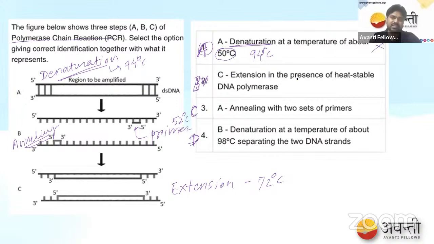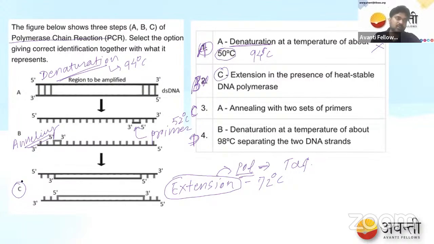So C, extension in the presence of heat stable DNA polymerase. Yes, in case of C हमें देखने को मिल रहा है, because for the extension of DNA we need the polymerase. हमें किसकी जरूरत है? Polymerase. And we also know Taq polymerase is used for the extension process. So C option correct हो सकता है. ठीक है, चलो. So next, sorry, B option correct हो सकता है. That means C statement correct हो सकता है और जो C step है वो correct हो सकता है.